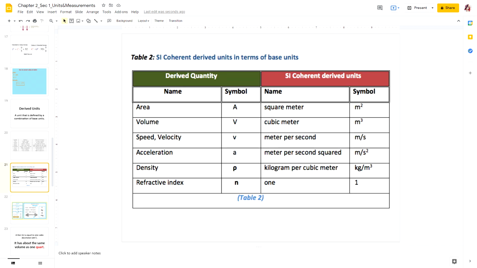This is another similar slide, but there are some others like the symbol. The symbol is included here. So area is A, volume is V, speed or velocity would be small letter v, acceleration is small letter a, density is rho, and then refractive index is n. Okay, so then you have the names and the symbols.